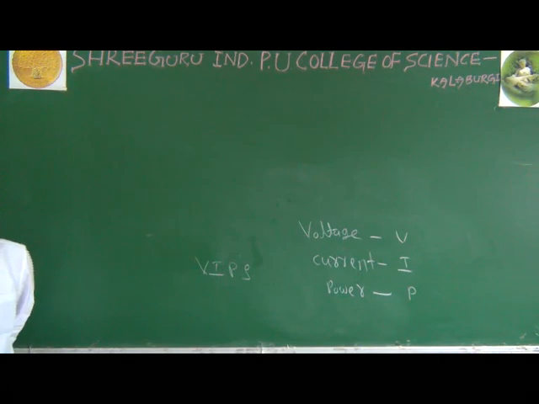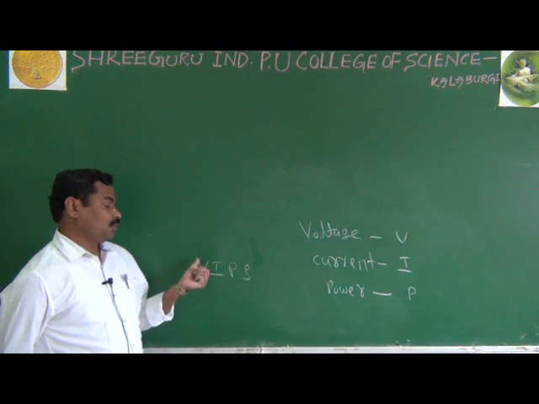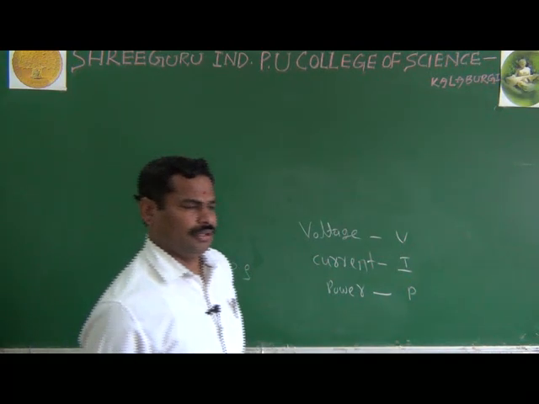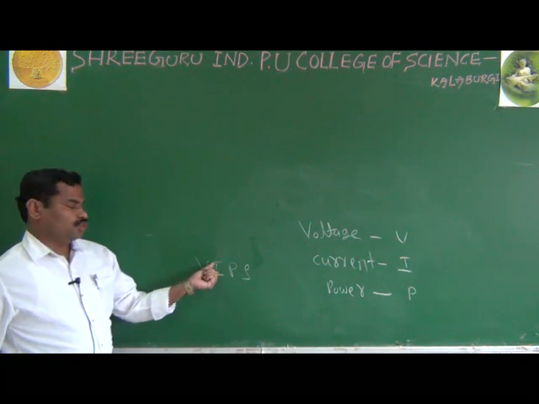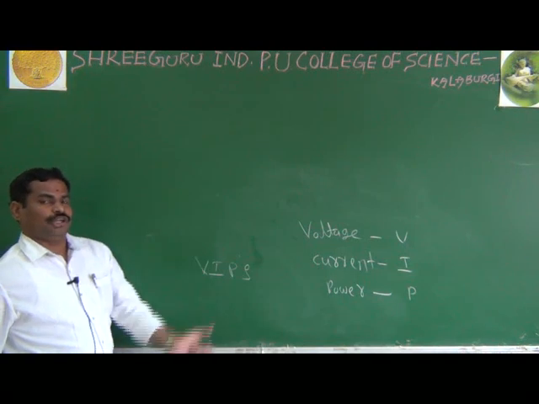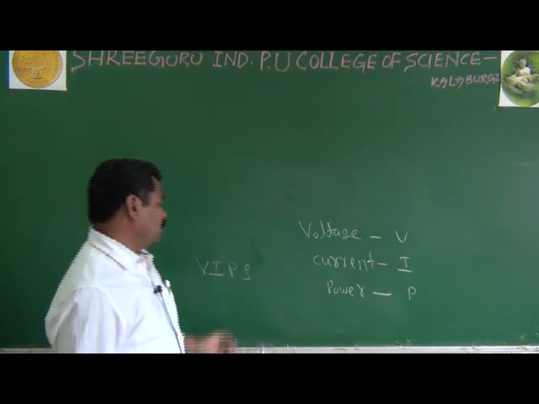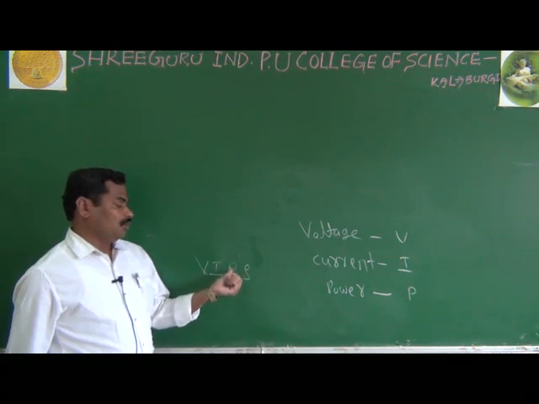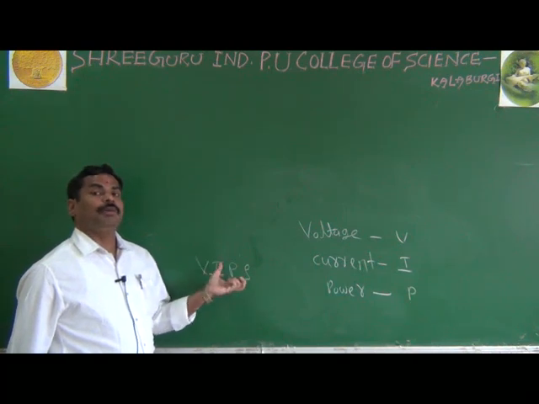The electronics subject is called the VIP, because in electronics we give more importance to voltage, current and power. We know about current and voltage, and also about power. Voltage is nothing but energy, because that energy will get the current, and current is nothing but moving charges or electrons. Combining the product of current and voltage gives the power.